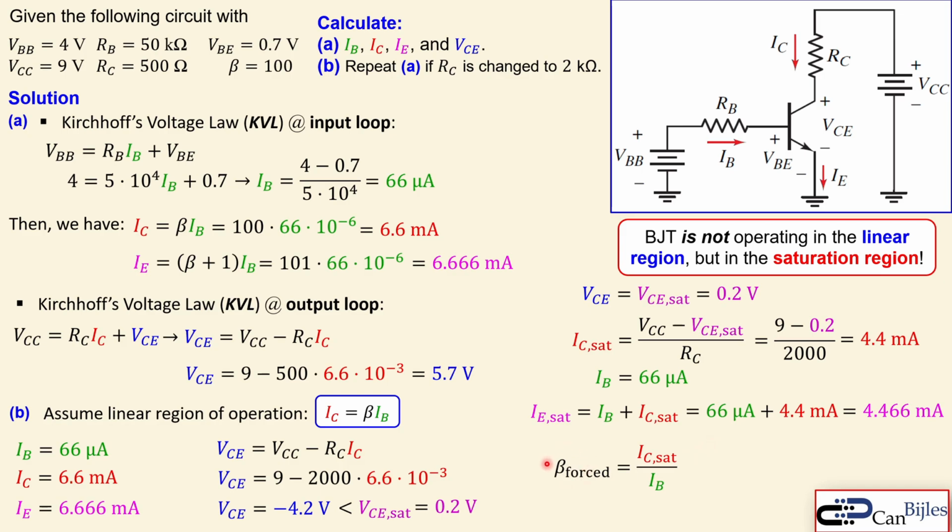Now we get a new beta. The beta that we had before, 100, is not 100 anymore. It is changed, and it's called beta forced, because it is changed by the saturation region of operation of the bipolar transistor. Now we have IC SAT, and we also have the IB. This is a new condition, and if I substitute the values, 4.4 milliamps divided by the 66 microamps, you will get a new value, 66.67, or 66.7, as the beta forced. So it is reduced because of this saturation region.